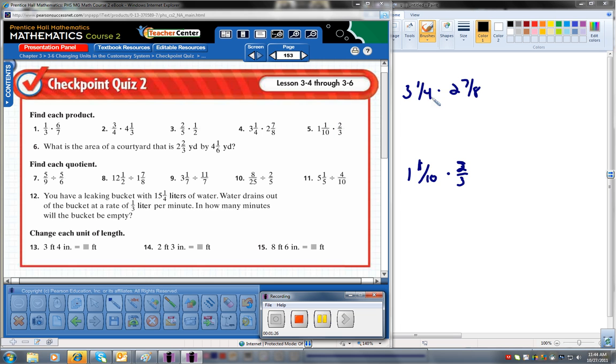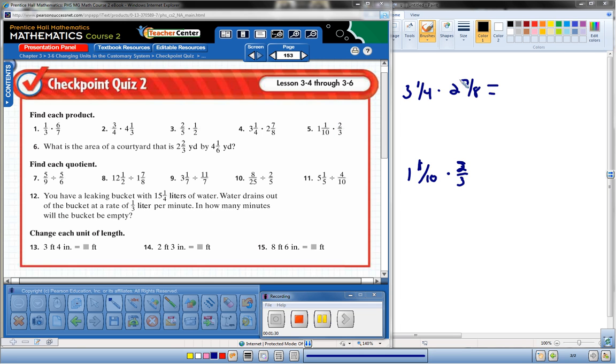Question 4, 3 1/4 times 2 7/8. We know that mixed numbers are bad. That gives us 13/4 times, 2 times 8 is 16, plus 7, 23/8. I don't really see any way to reduce here because I can't divide 13 by 4 or 8 and there are no common factors, so it looks like I'm going to have to just multiply this out.